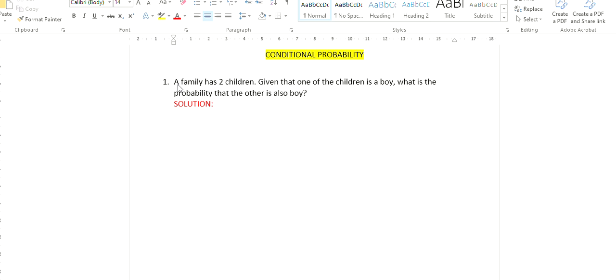So the problem is: the family has two children. One of the children is a boy. What is the probability that the other is also a boy? So two children are there. One is confirmed, that means B is confirmed. The other is not confirmed. So for that, what is the formula that you have to use?